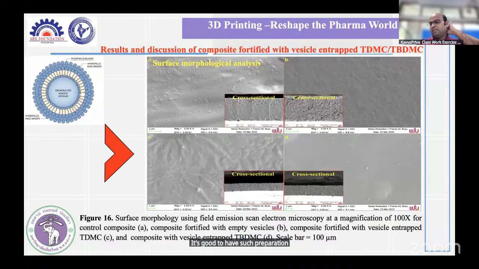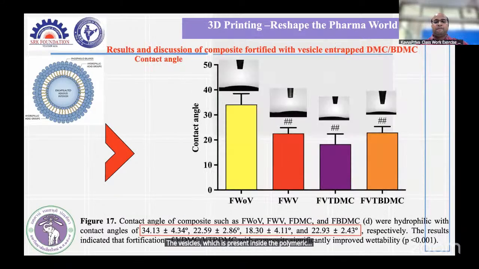Then we tested the morphology. So when we come to check the morphology from the surface and from the cross section, as shown in figure B, you can see that void-like structures are available, and those void-like structures are the vesicles which are present inside the polymeric composite.